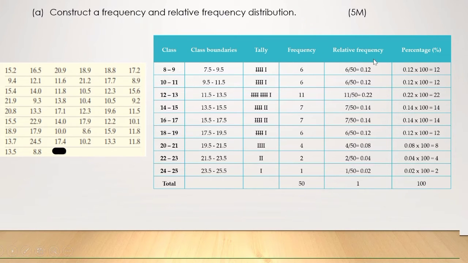To find the relative frequency, we just need to take the frequency of the class divided by the total frequency. For example, the frequency of class 8 to 9 is 6 divided by the total frequency 50. You get 0.12. For 10 to 11, the frequency is 11, so 11 divided by the total 50 is 0.22. To find the percentage, you just multiply the relative frequency by 100. So 0.12 multiplied by 100, you get 12. To check if it is correct or not, you just add all these percentages to get 100.